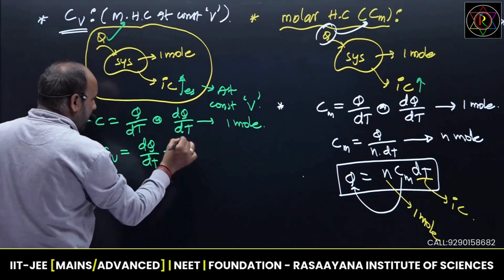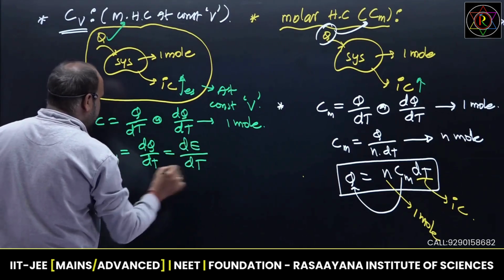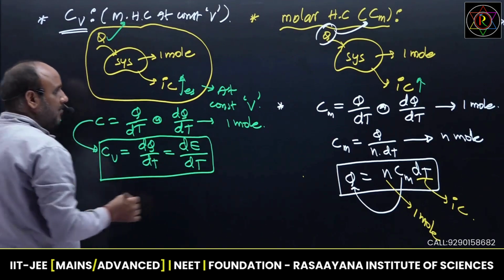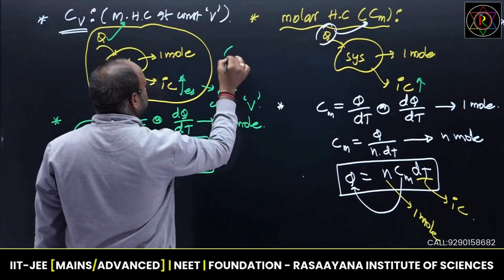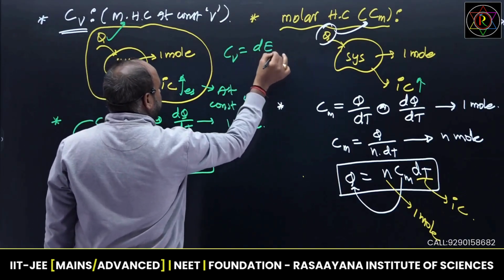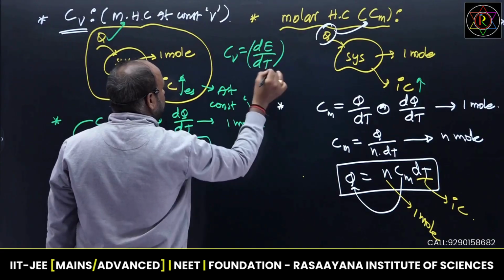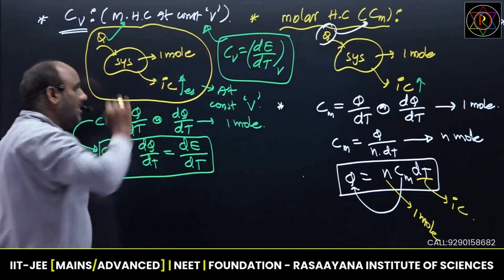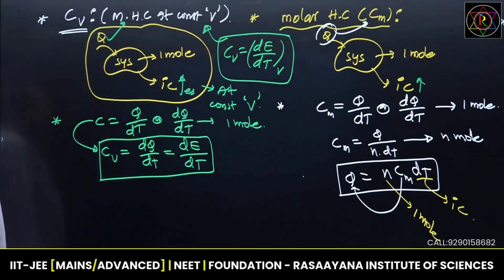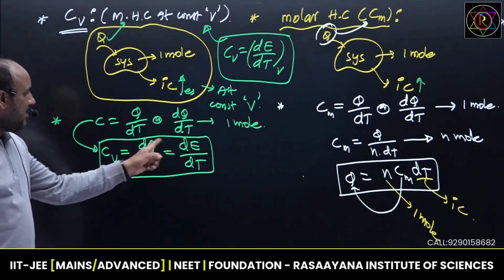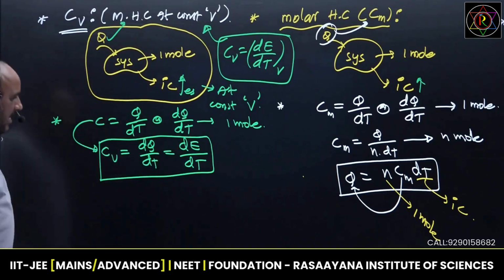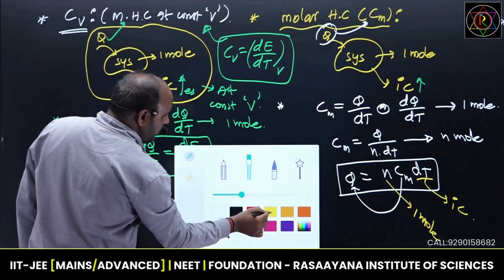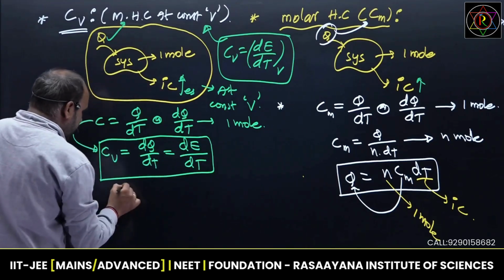This dQ value is equal to the change in internal energy. How it equals internal energy, we will see. Therefore, we write the CV equation: CV is equal to the change in internal energy with respect to temperature at constant volume. This is known as the CV definition and equation. So how is dQ equal to dE? We will get that from the first law of thermodynamics.